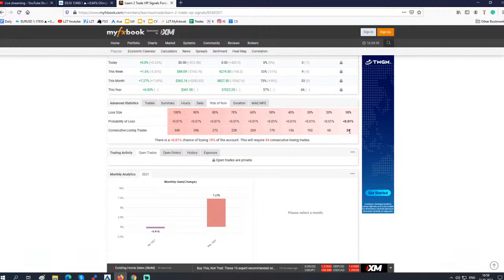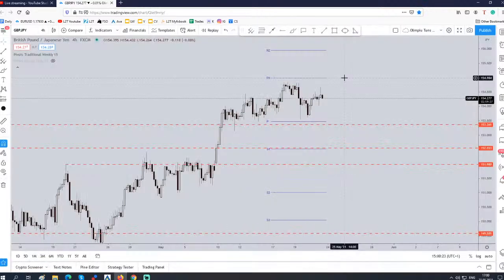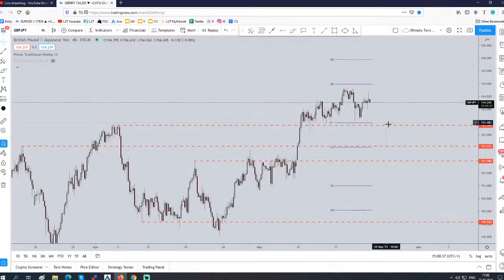GBP versus the Japanese yen. A temporary drop here after its failure to approach and reach our weekly resistance, 154.98. Right now we don't have something here. Personally, I would like maybe a temporary drop towards this area here before deciding maybe to go long again. So this one is still bullish. Despite the current drop, we have an accumulation here, a consolidation, and maybe we will have soon a new long entry.